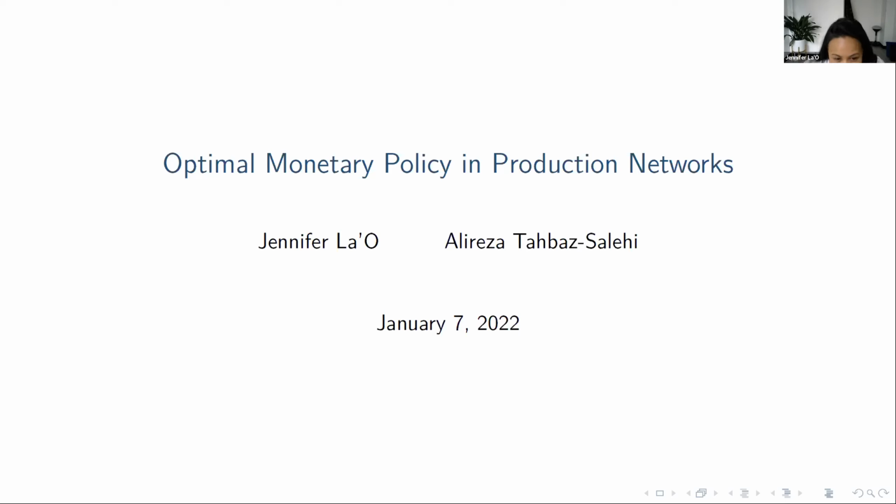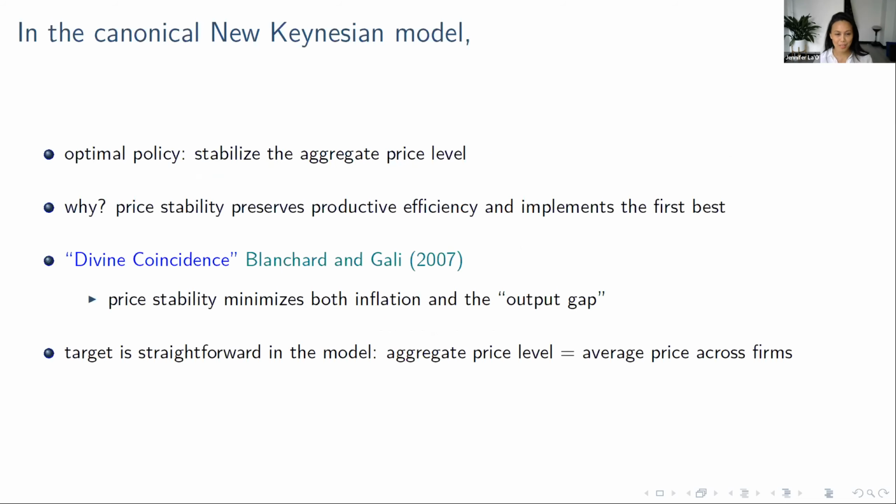Great, thanks. This is joint work with Alireza Tahbaz-Salehi. Okay, so in the canonical New Keynesian model, the optimal policy is well known, which is to stabilize the aggregate price level. And why is this optimal? Well, price stability preserves productive efficiency and hence implements the first best. So in the language of Blanchard and Gali, the divine coincidence holds, which means that price stability minimizes both inflation and the output gap. Now, the target is pretty straightforward in the canonical model because the aggregate price level is just the average price across all of these homogeneous firms.